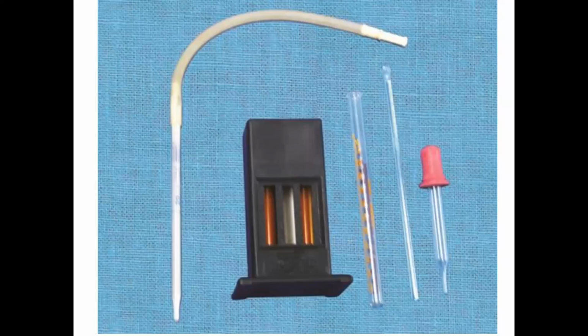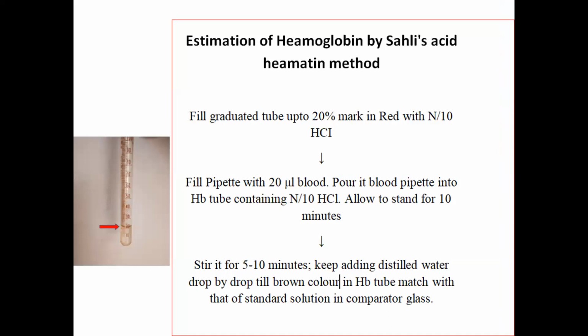Okay. Now let us come back to the procedure. First you will be filling the graduated tube up to the 20% mark in red with the N/10 HCl. After that you will be filling your micropipette with 20 microliter blood, or you can use the pipette given in your kit as well. After that you will be pouring the blood into the tube which contains the N/10 HCl.